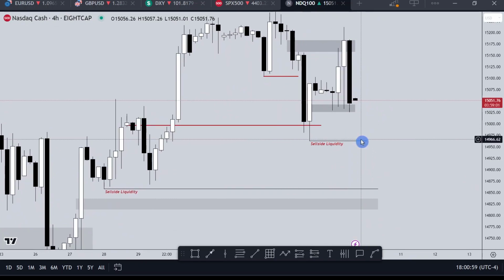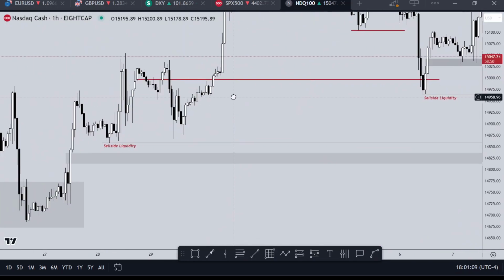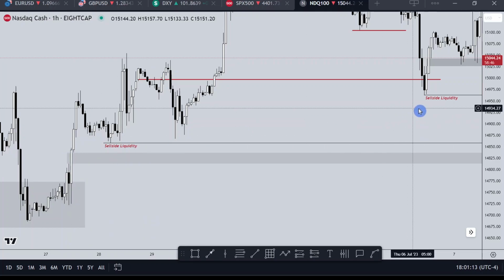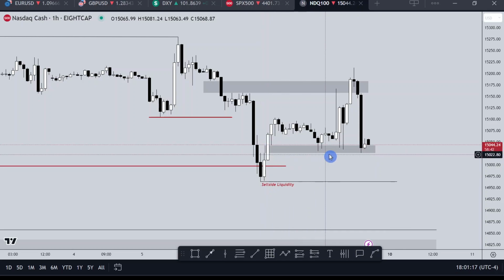Sell side liquidity possible target, equal lows possible target, and on the 1-hour chart we have some more targets if price gets really weak. 1-hour fair value gap could also be a possible target. Now on the 1-hour chart, currently we have this fair value gap on the 1-hour chart. Price is using it as support.